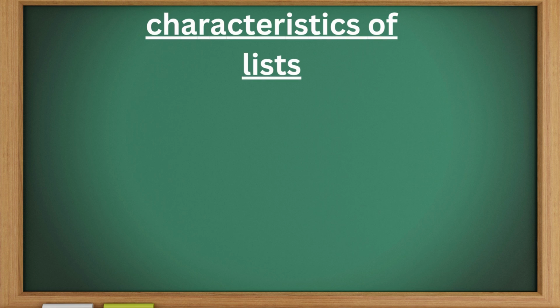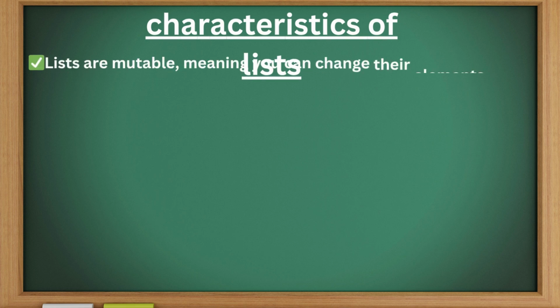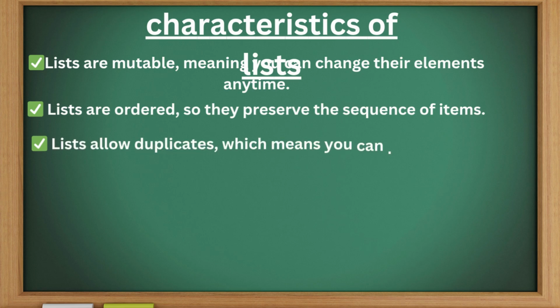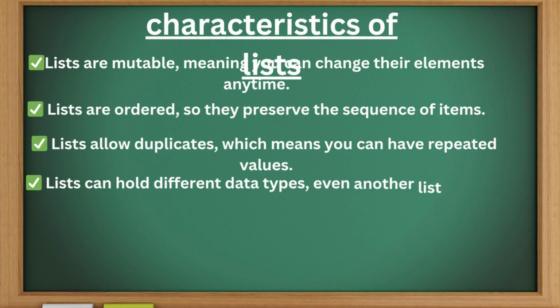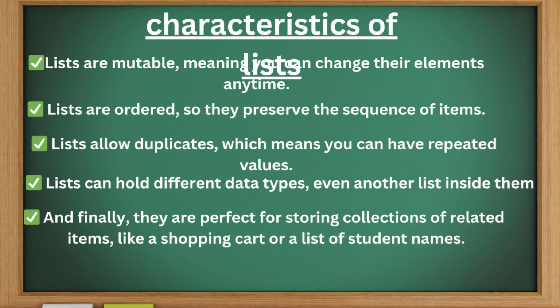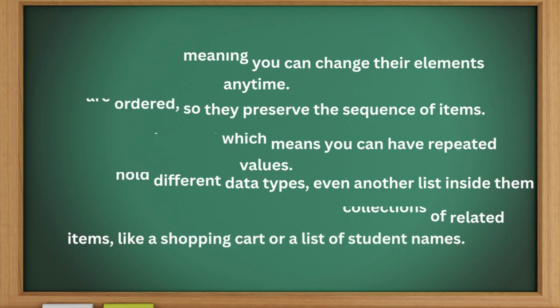Let's quickly summarize what we've learned about Python lists. Lists are mutable, meaning you can change their elements anytime. Lists are ordered, so they preserve the sequence of items. Lists allow duplicates, which means you can have repeated values. Lists can hold different data types, even another list inside them. And finally, they are perfect for storing collections of related items, like a shopping cart or a list of student names. So, that's all about Python lists.